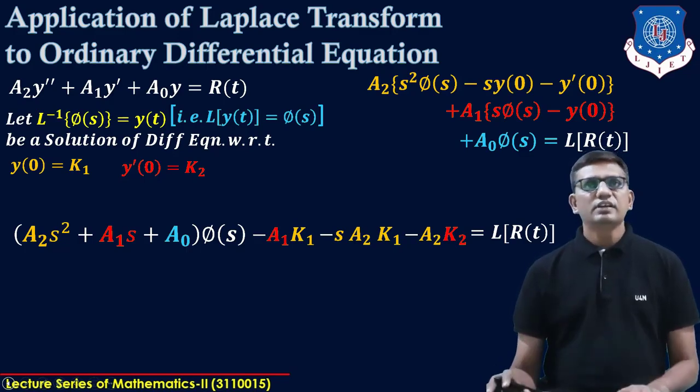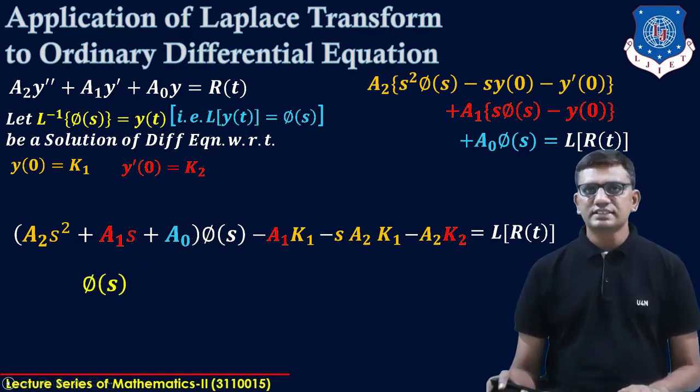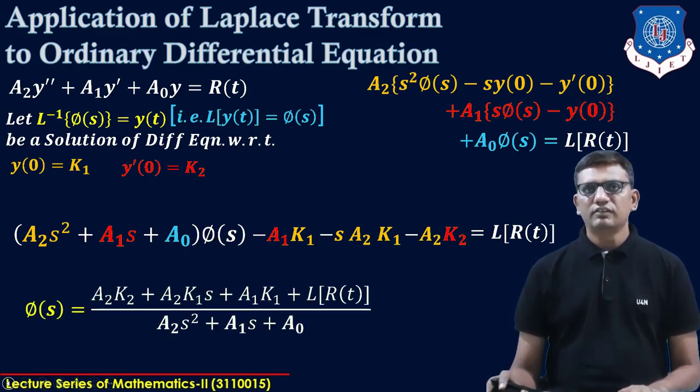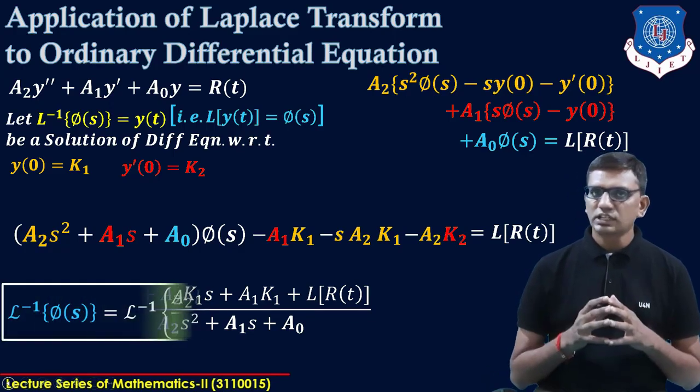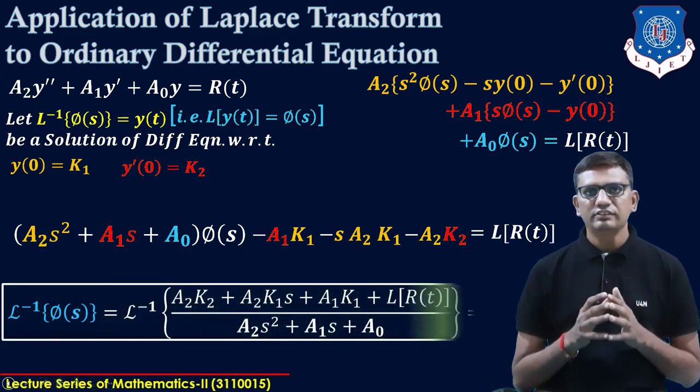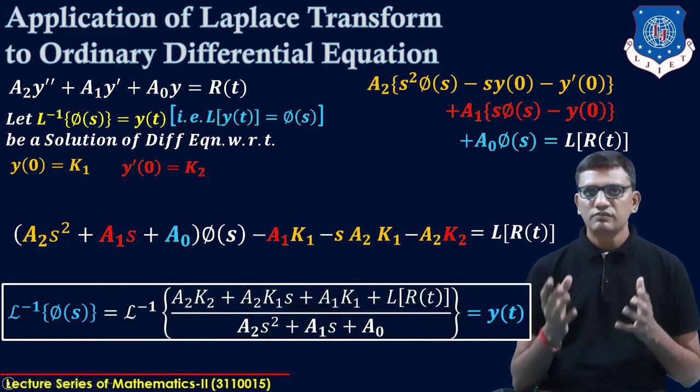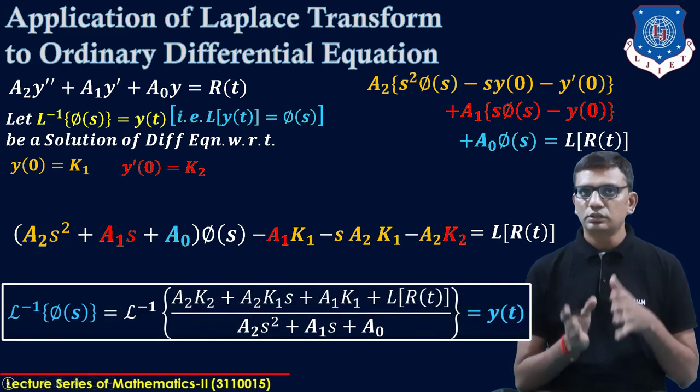In the next step we make phi of s the subject, and then we get phi of s equal to (a2 k2 plus a1 k1 plus a2 k1 s plus Laplace of r(t)) upon (a2 s square plus a1 s plus a0). Now we take the inverse Laplace both sides, then we get L inverse of phi of s equal to y(t), which is our final solution in terms of t.